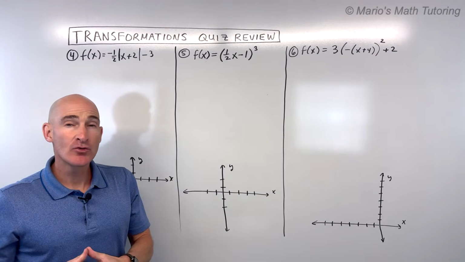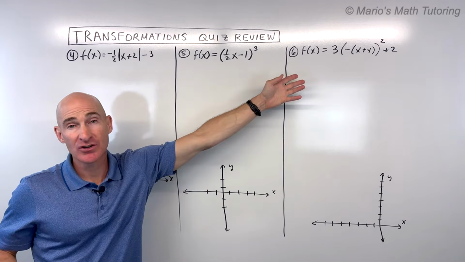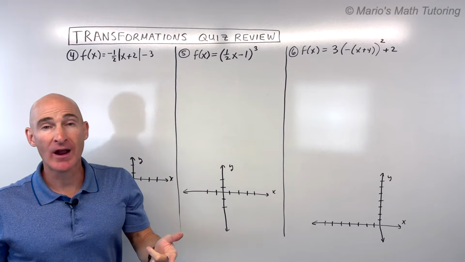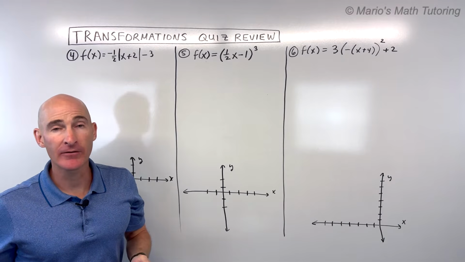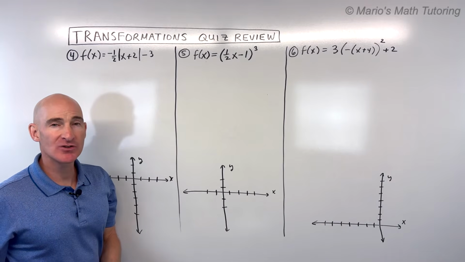Okay, for this next group of 3 problems, what I'd like for you to do is, given the equation or the function, describe the order of transformations and then graph the final graph. So how would you do that for number 4, 5, and 6? Go ahead and pause the video, see if you can do these ones.